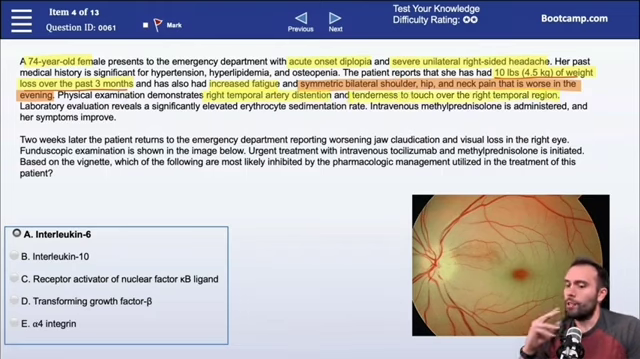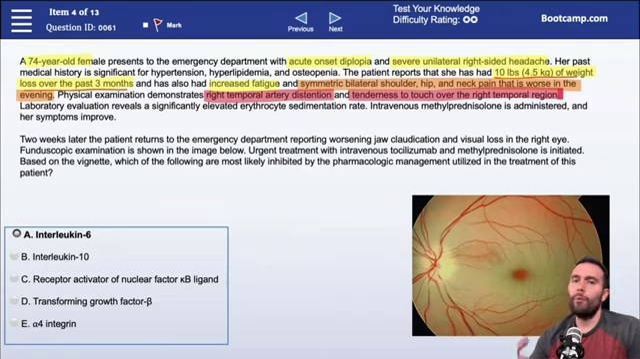Okay, so, actually, let's re-highlight that this is actually a very important finding. There's always certain things that you're going to see in these vignettes that are more important than others. This line right here pretty much, to me, tells us exactly what we're dealing with.